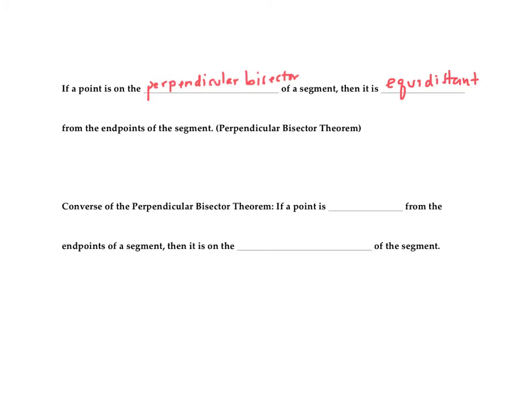Now the converse of the perpendicular bisector theorem is also true. If a point is equidistant from the endpoints of a segment, then it is on the perpendicular bisector of the segment. So again, the converse of the perpendicular bisector theorem says if a point is equidistant from the endpoints of a segment, then it is on the perpendicular bisector of the segment.